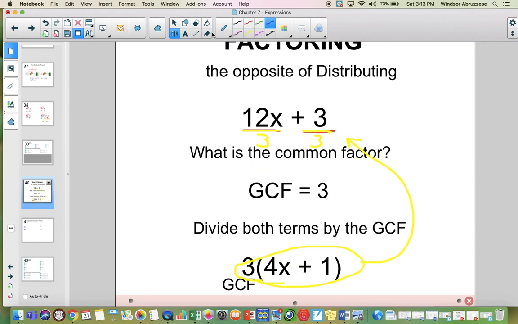Okay, and we love to check our work. So let me erase this real quick now that I made a mess. So we love to check our work. So how can I check that I factored correctly? Well, all you do is the opposite and distribute. What's 3 times 4x? Boom, 12x. And what's 3 times positive 1? Boom, 3. So therefore, we have factored correctly because we get the same answer once we distribute. Okay?